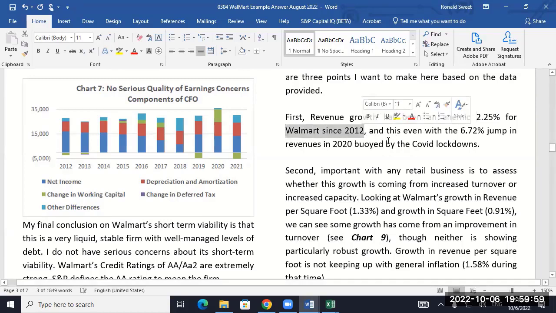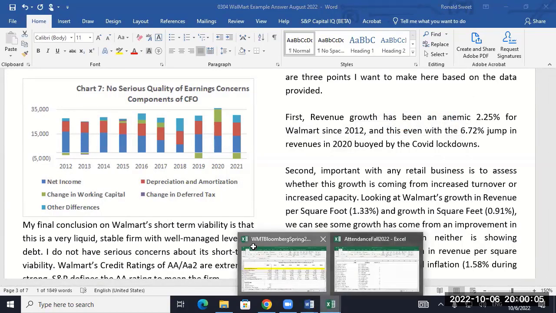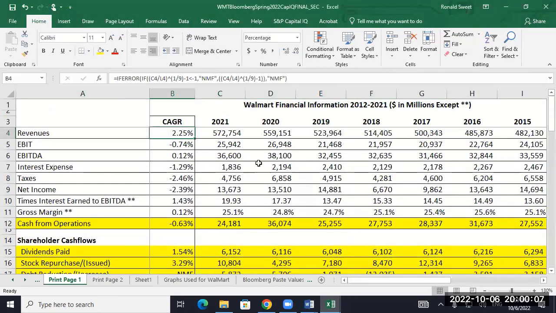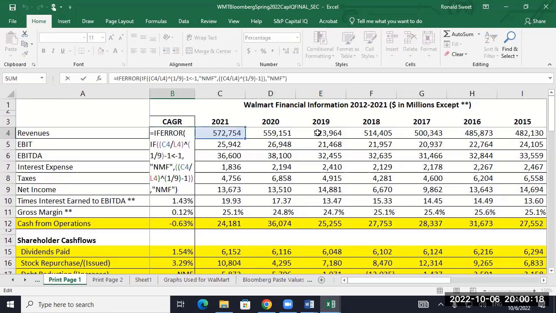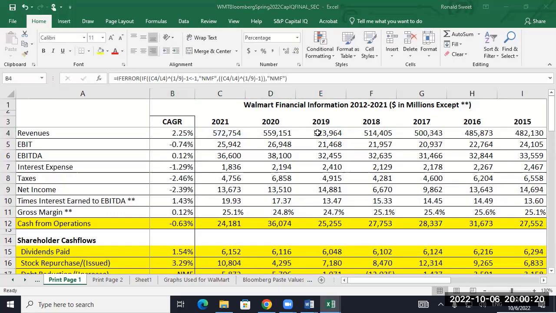Walmart greatly benefited from the 2020 lockdowns. So when you look at it, it kind of came back. But if you look at that jump, 523, 559. So if you think about their growth, and y'all know how to edit this function, right?